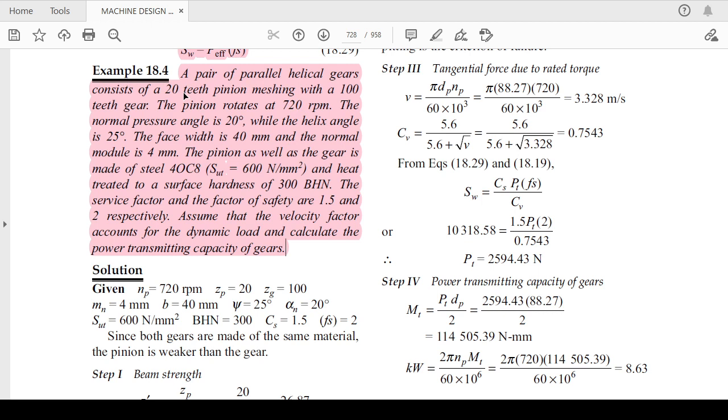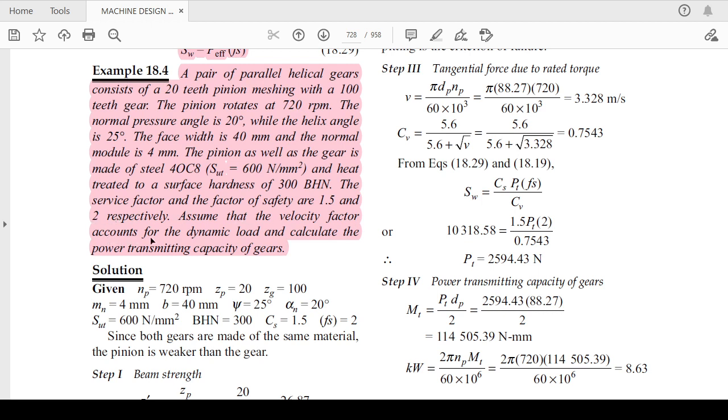The pinion as well as the gear is made of the same material, steel 40C8, with SUT given, and heat treated to a surface hardness of 300 BHN. The service factor and the factor of safety are 1.5 and 2, which means the service factor CS is 1.5 and the factor of safety is 2.